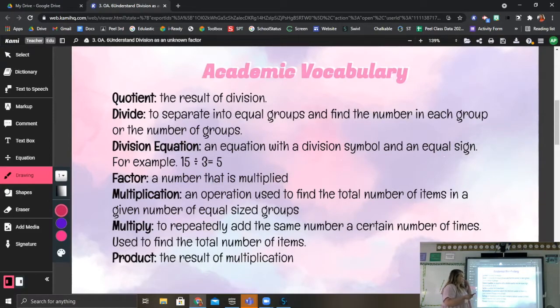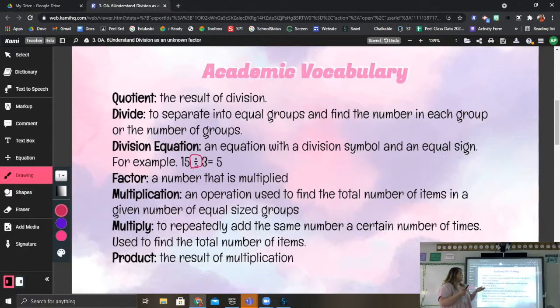Division equation. An equation with a division symbol and an equal sign. For example, 15 divided by 3 equals 5. And this symbol right here is a division sign. Factor. A number that is multiplied. So that might be 3 times 5.